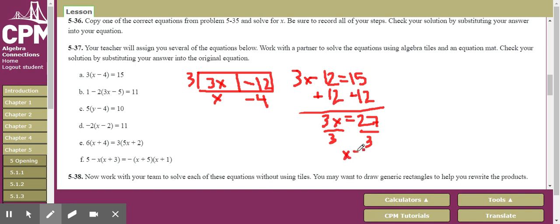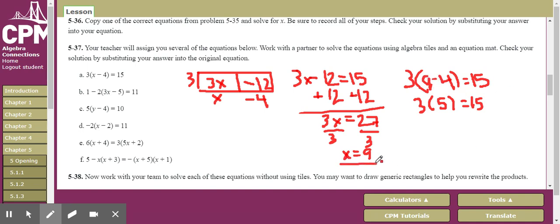If I want to be a very thorough mathematician, I would go ahead and plug 9 back into my original equation to make sure that it's still true. So when I do that, I have 3 times quantity 9 minus 4 equals 15. And when I follow the order of operations, I do 9 minus 4 first, which gives me 3 times 5, which is actually equal to 15. So I know that the value I plugged in for x, which is 9, makes this true, which means that my solution is correct.